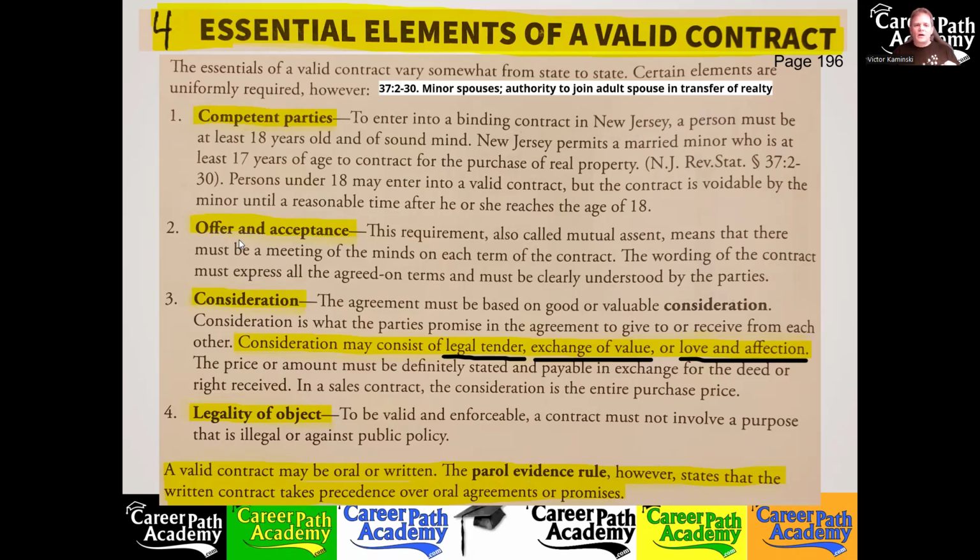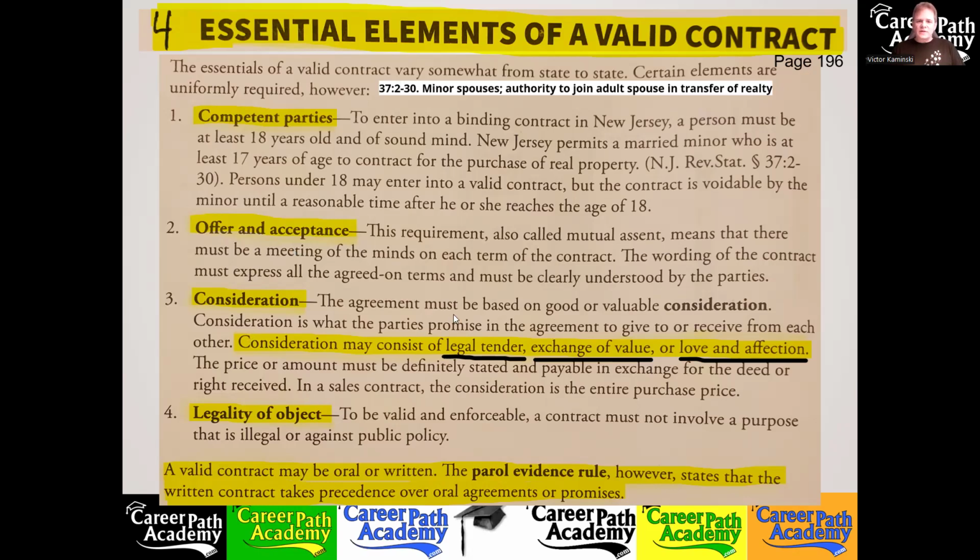But offer and acceptance. Okay, this is a requirement also known as mutual assent or the meeting of the minds. It's when the parties come together and they're in agreement and aware of all the terms of the contract, all the key terms of the contract. So that's known as offer and acceptance or mutual assent.